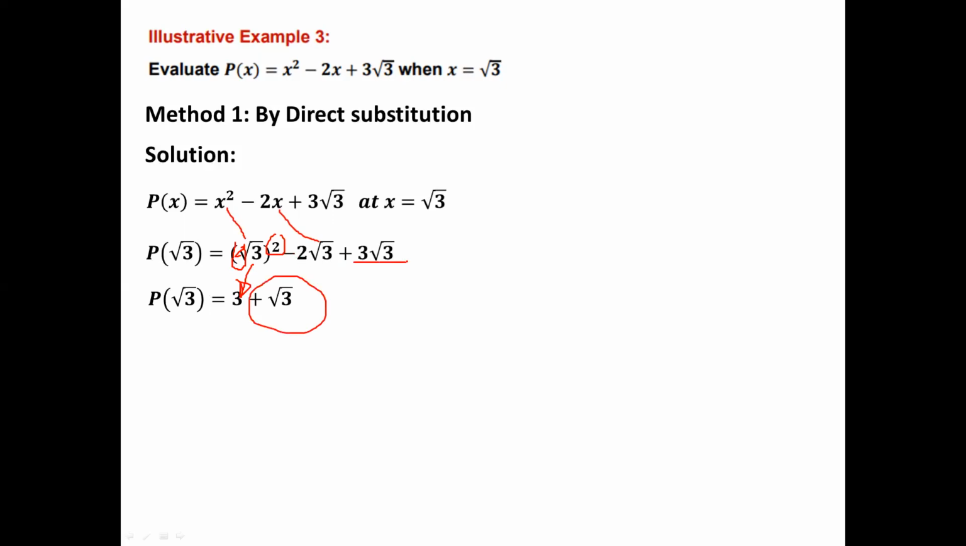Ito siya. So, saan lang galing ito? May tatlong square root of 3 at negative 2 square root of 3. Pareho sila ng bases. Pareho silang square root of 3. Negative 2 at positive 3 is positive 1. 1 square root of 3. So, ito yung ating answer sa P of square root of 3. 3 plus square root of 3 lang. Nagets ba natin?